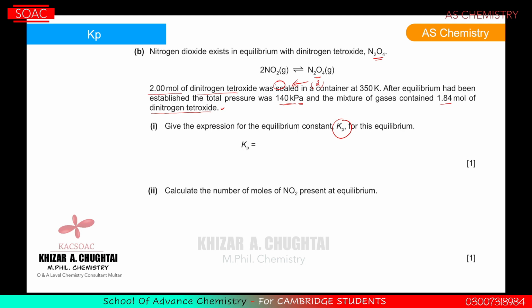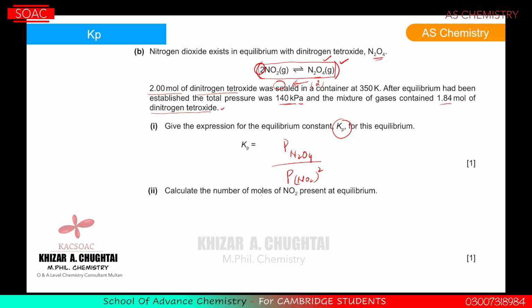Although the reaction is moving in a reverse way, the expression of Kp will be written with respect to the given equation. Kp is equal to the pressure of the species present on the right hand side, that is N2O4. As I told you, the reaction is moving in a reverse direction, but we are not concerned with the direction of reaction whenever we write the expression of Kp. The expression of Kp is dependent on the equation given for that chemical reaction. So, pressure of N2O4 divided by pressure of NO2 raised to power 2 because of this 2 mole.